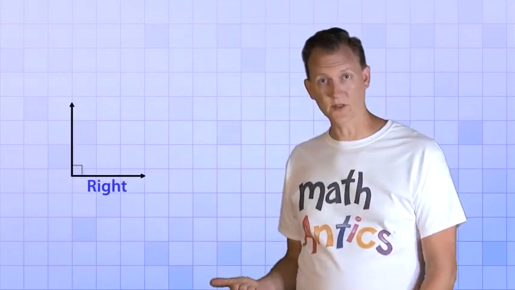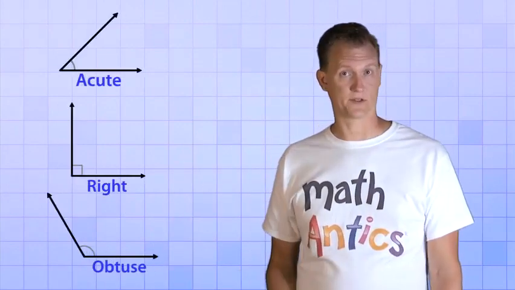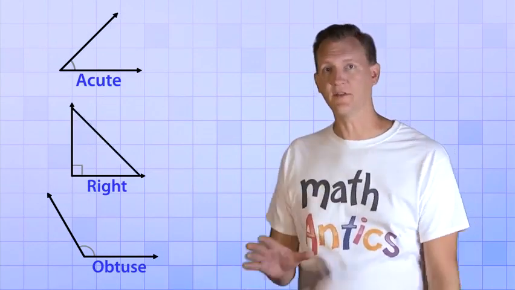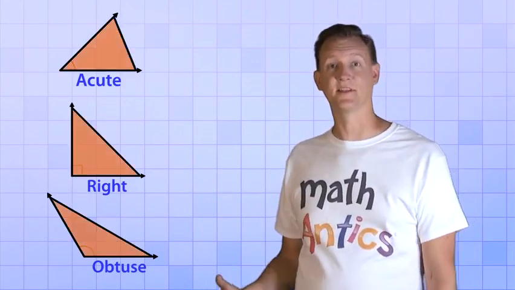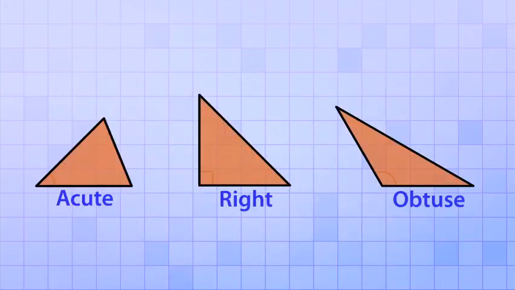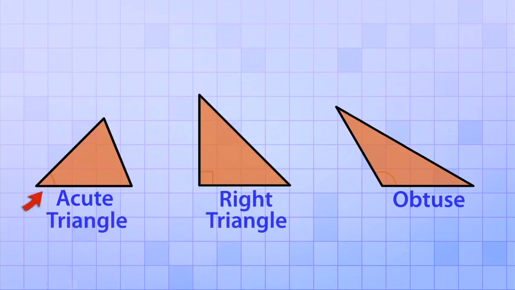You may remember from our first video about angles that there's three types of angles. There's right angles, acute angles, and obtuse angles. Well, watch what happens if we use a third line in each of these angles to form closed shapes. Aha! Triangles! And can you guess what these three different kinds of triangles are called? Yep, the one made from the right angle is called a right triangle. The one made from the acute angle is called an acute triangle. And the one made from the obtuse angle is called an obtuse triangle.